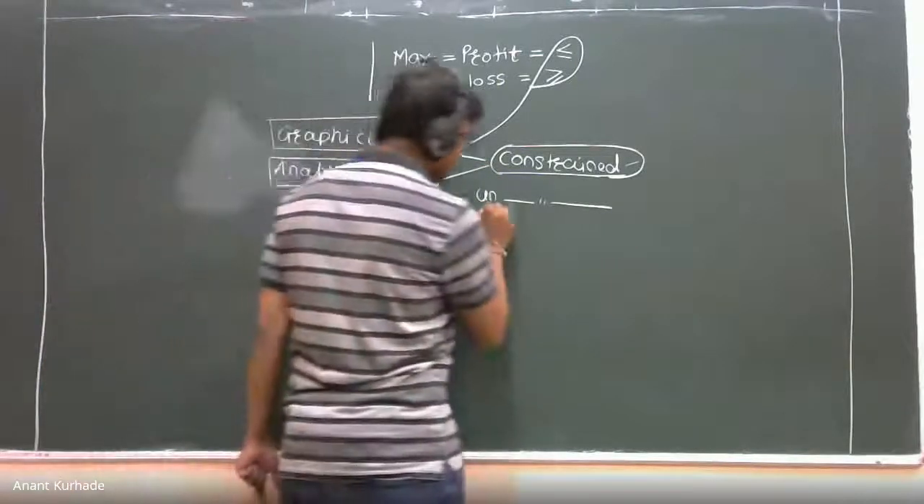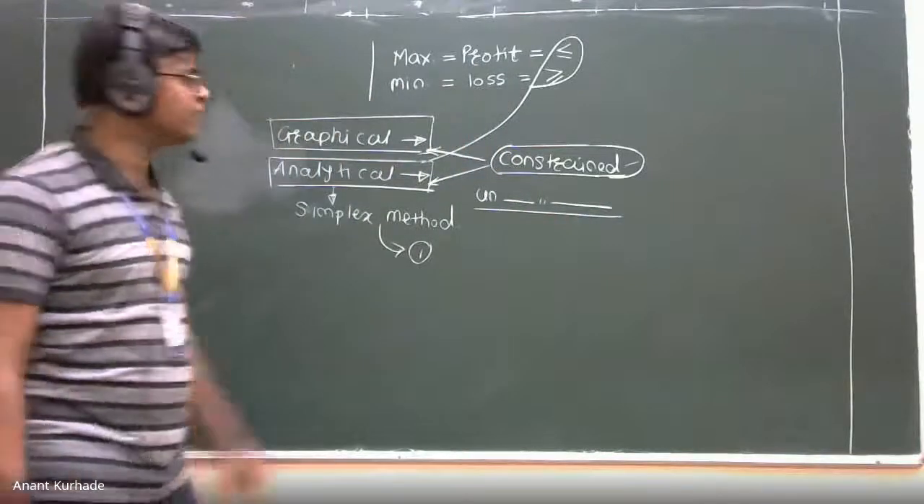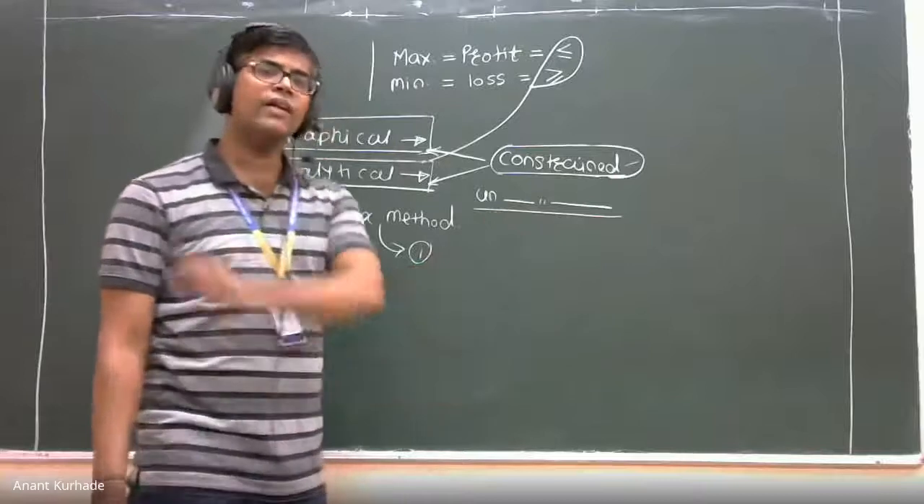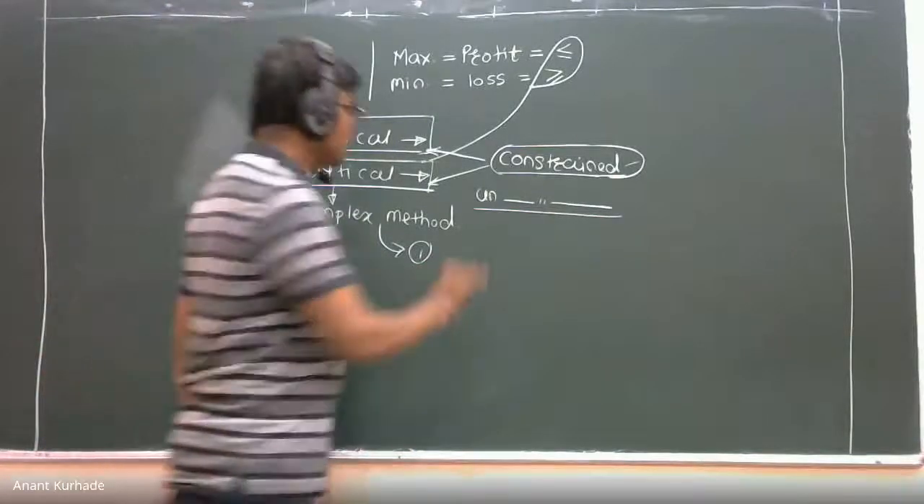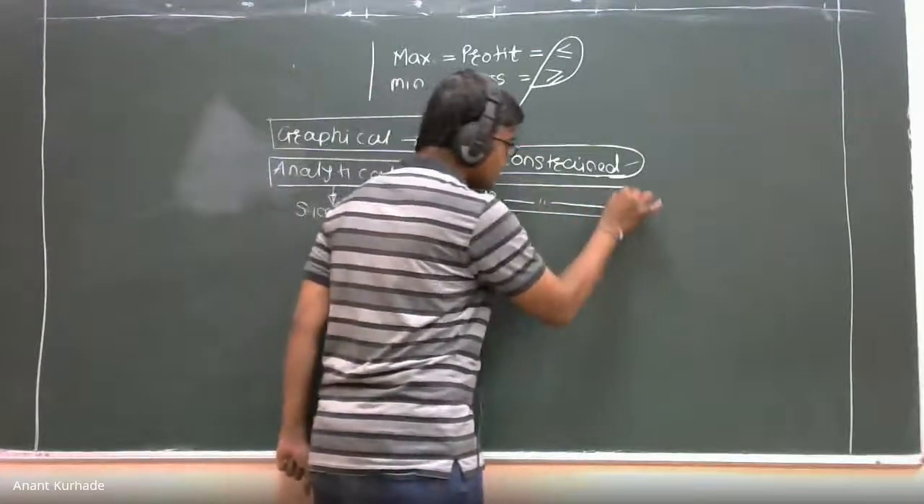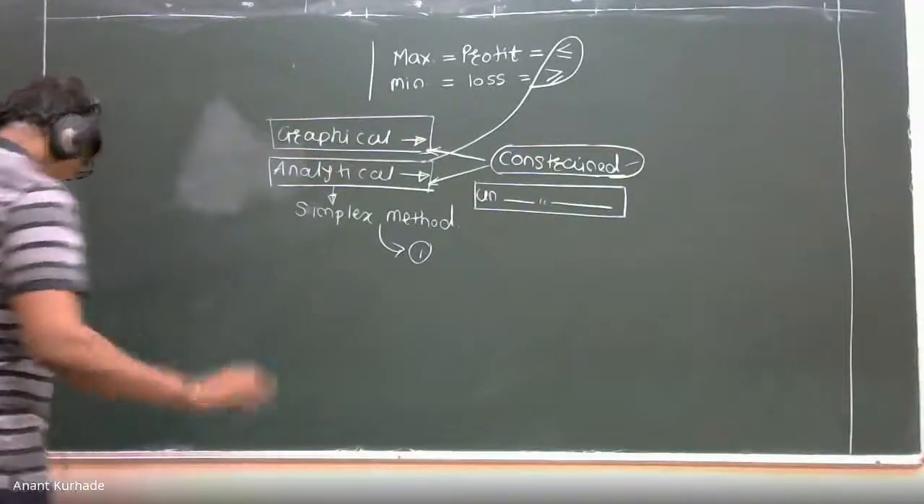And the next one is unconstrained optimization. Unconstrained optimization means the problem has no constraint, no limitation. Now, we have seen one standard form of that particular problem.